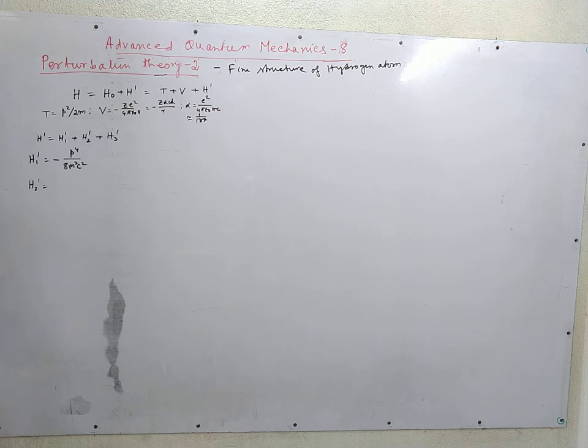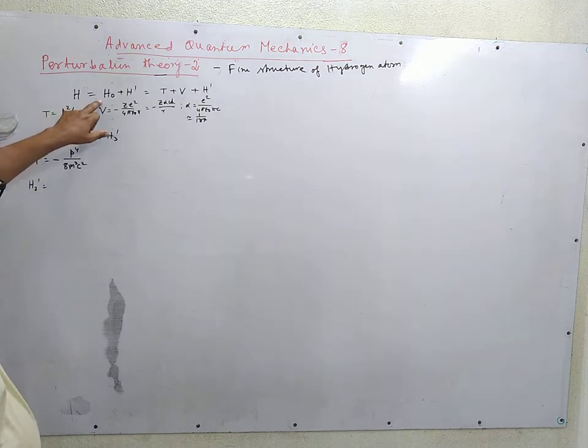Today we shall apply the theory to get the first order correction to the energy due to relativistic correction. By first order correction, we mean that the energy we shall get in this class is correct up to the order v by c.